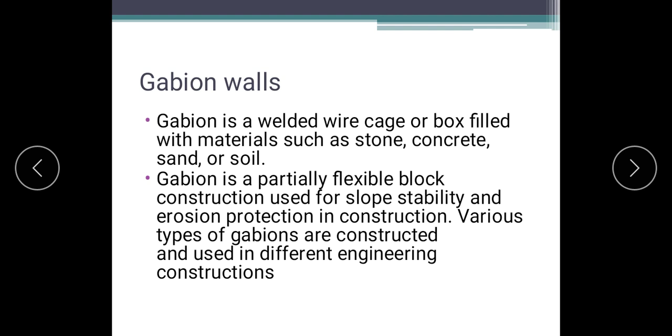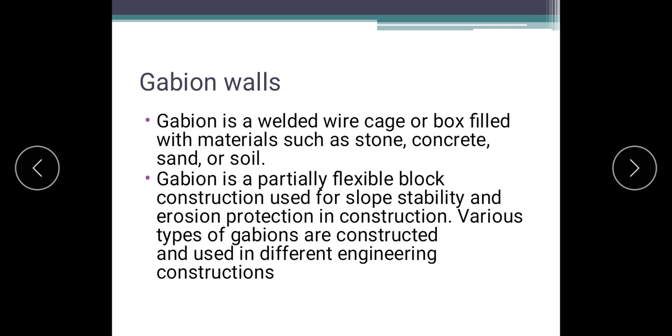Then we have gabion walls, which are very economical and flexible for retaining slope structures, especially for erosion control of offshore structures or the stability of slopes. We are using gabion walls. A gabion wall is a welded wire cage or box filled with materials such as stone, concrete, sand or soil.